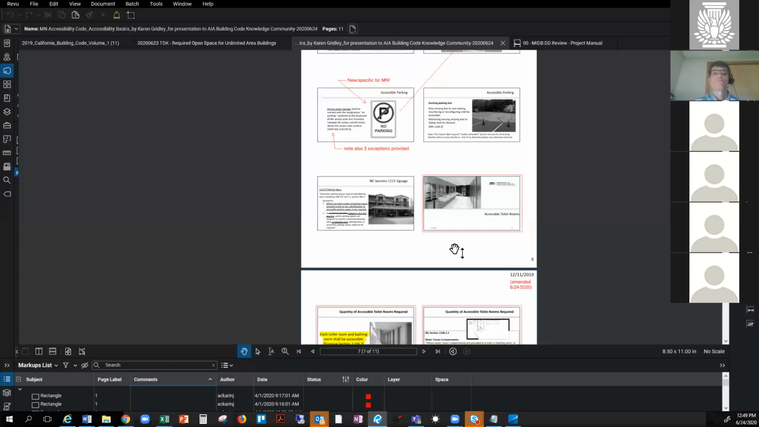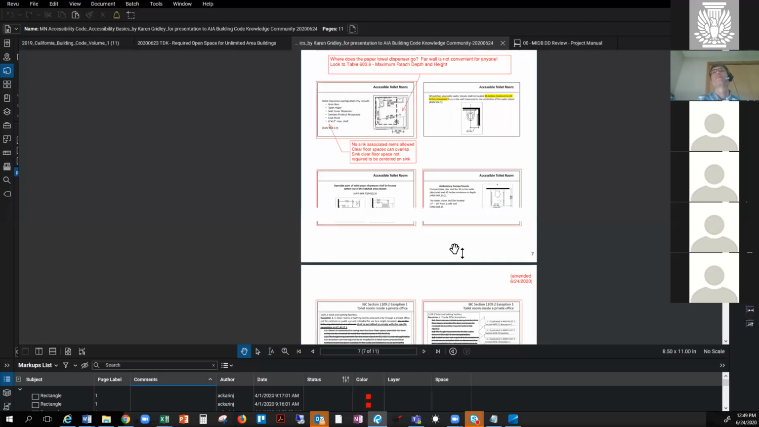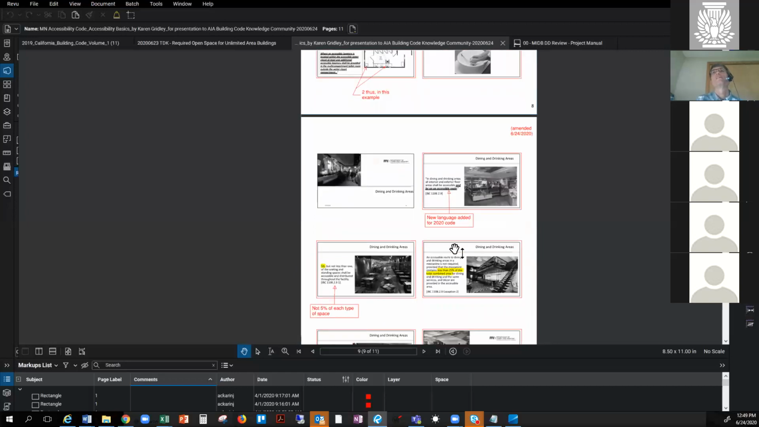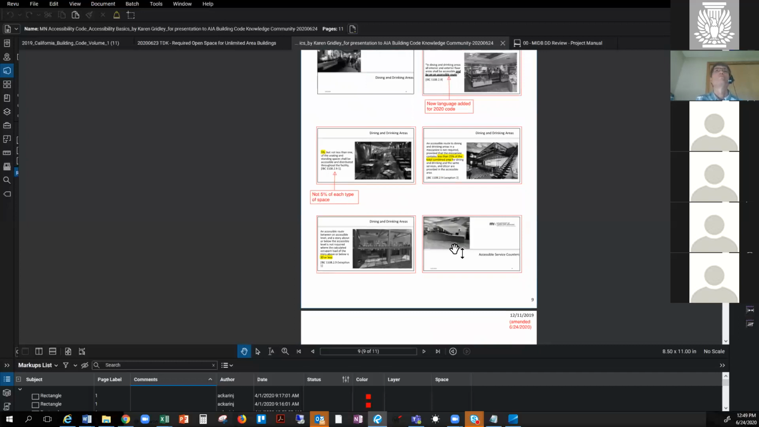Okay, thank you. So John Papke asked, in the bottom right figure on page 10, noting 27 inches max dimension to the underside of the projecting counter, should this be a minimum dimension?